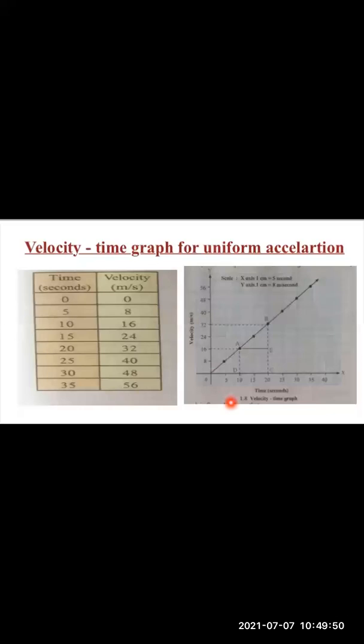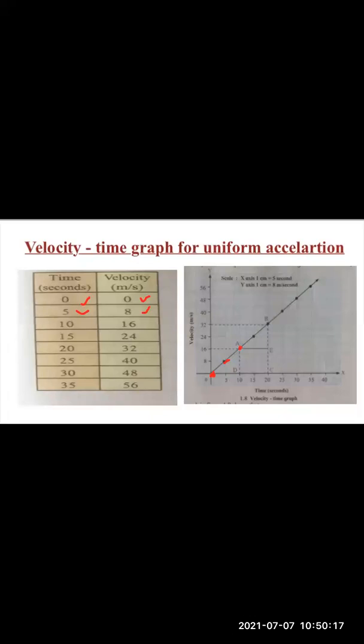Now, when the time is 0, the velocity is 0, so I plot the point over here. When the time is 5 seconds, velocity is 8 meter per second. So when it is 5, velocity is 8, and I plot the point over here. Similarly, when the time is 10, the velocity is 16. So at 10 seconds, I can plot the velocity as 16.